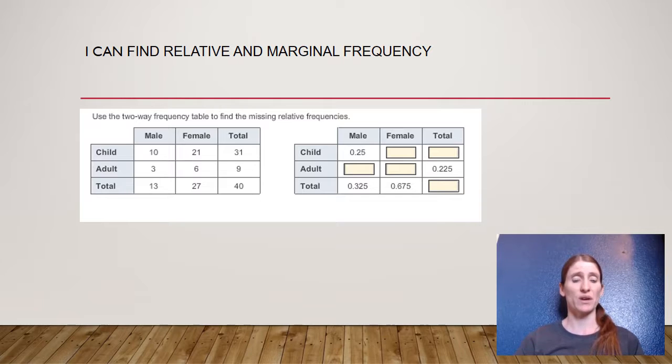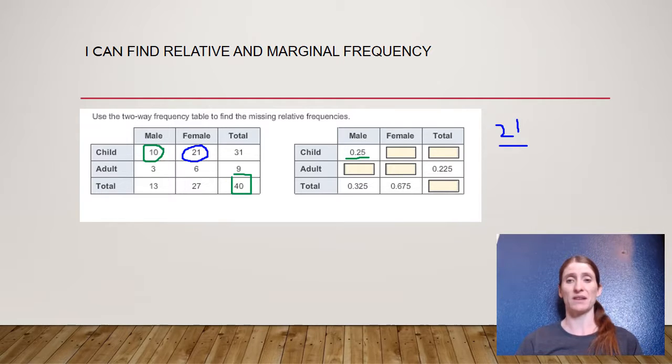Okay, so here's an example. I can find relative and marginal frequency. So for example, to find this one right here, what they did is they did male child, 10, and divided by the total number of people, including child and adult, male and female, okay? So they did 10 divided by 40 and got 0.25. So let's go ahead and find female child. So let's do 21 divided by 40.